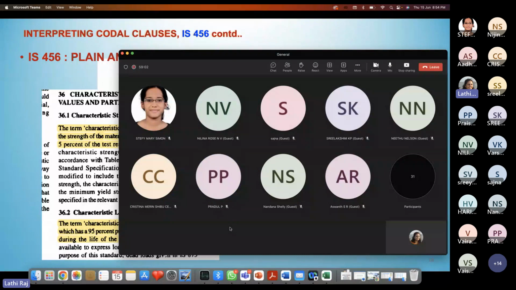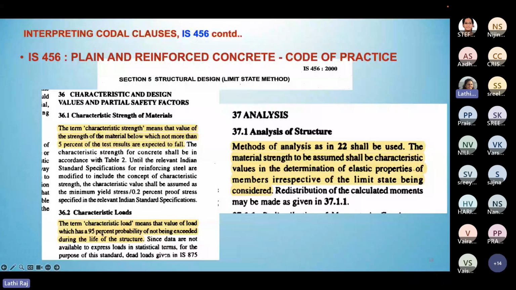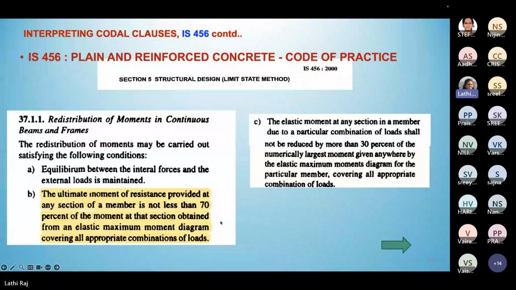You remember? See, when you divide by 1.15 only, you get 0.87. You know 0.87 Fy, right? You take 0.87 Fy for the stress value for reinforcement and 0.67 fck for the stress value of concrete. How are you getting that? It is from this only.